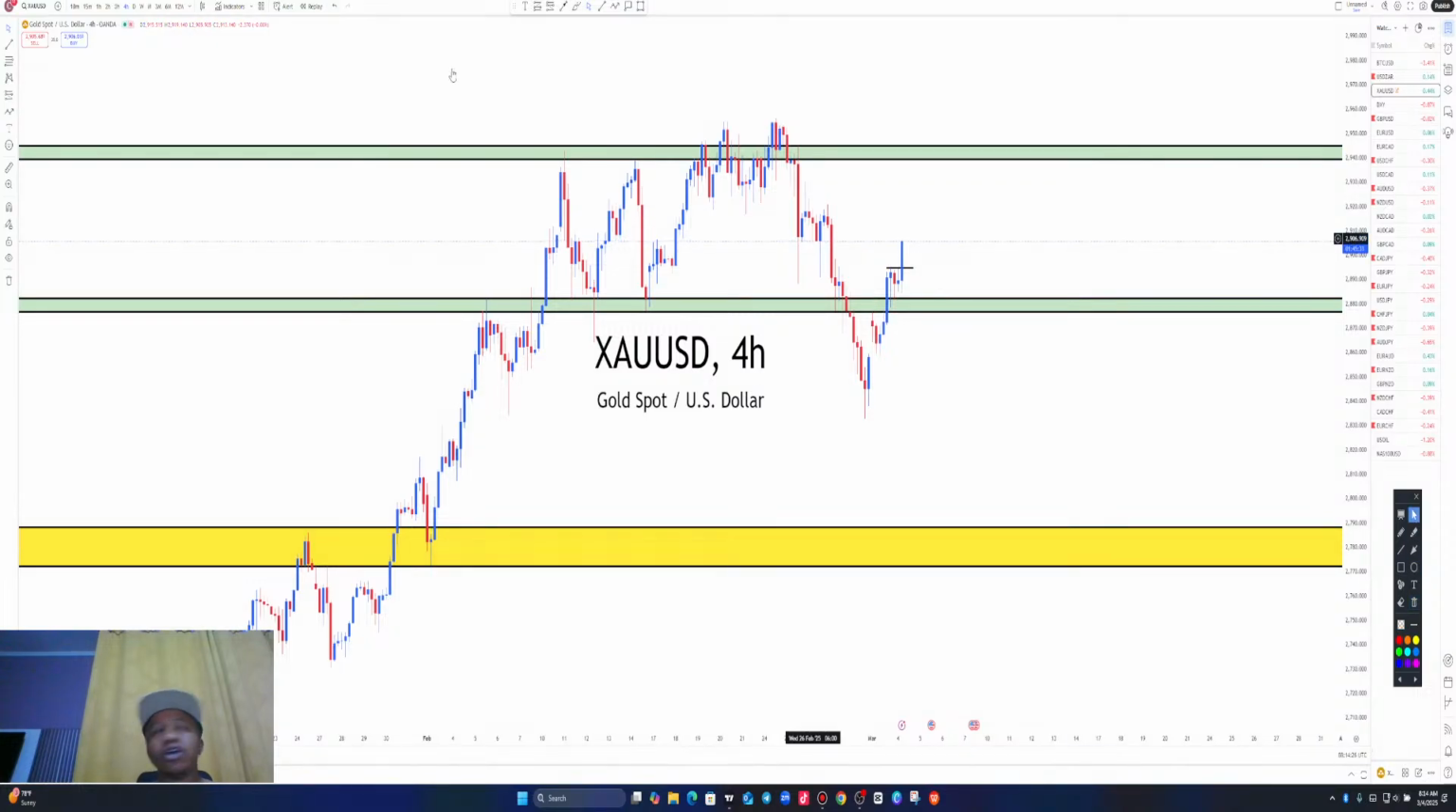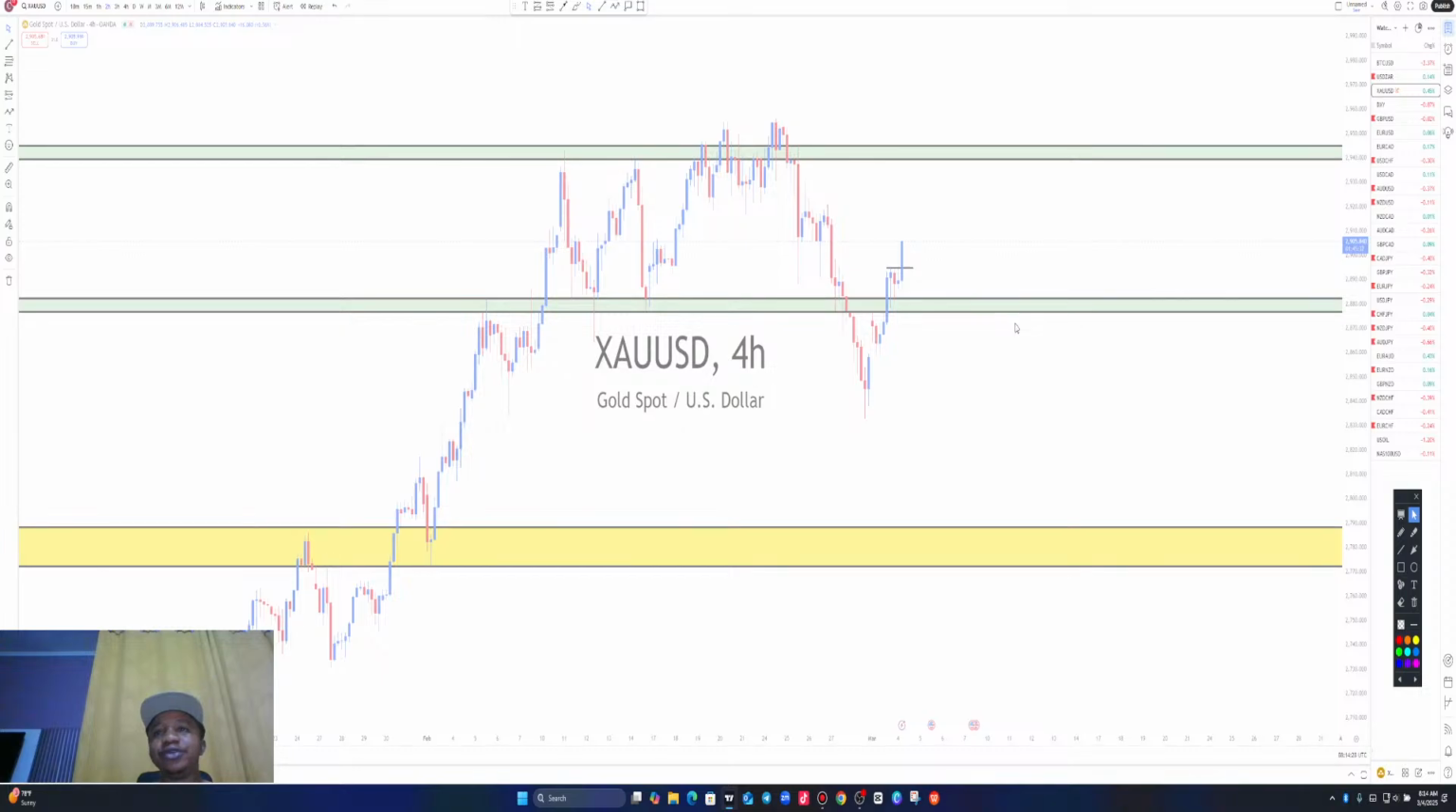So gold, let's take it all the way to at least, let's say, the 2-hour time frame and check the structure over there as well.